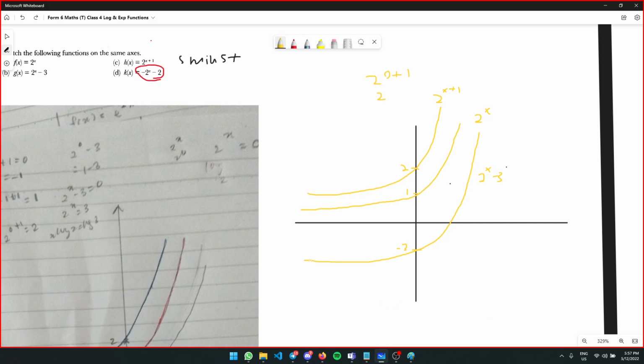Or it should be lower. It should be lower like this. Okay, this one, what's the value? So it's negative 2x minus 2. So when x equals 0, y equals negative 2. So, I got all. For all these graphs, must I find the asymptote?